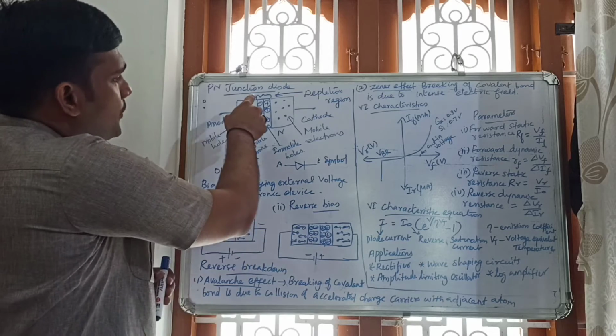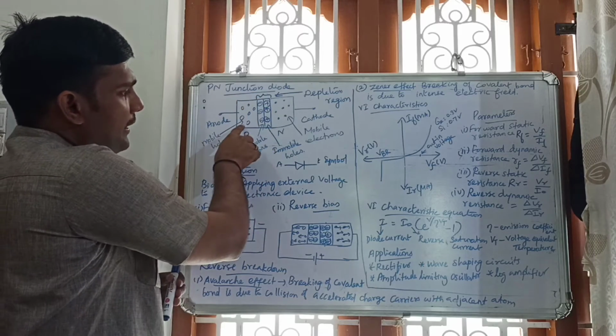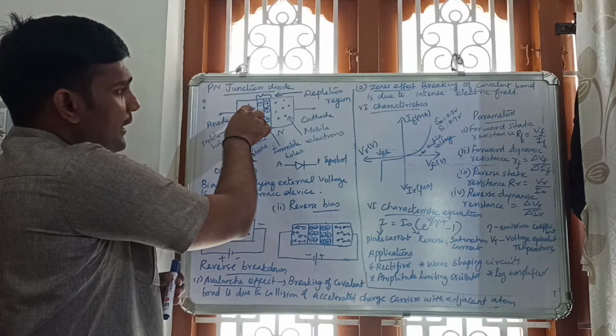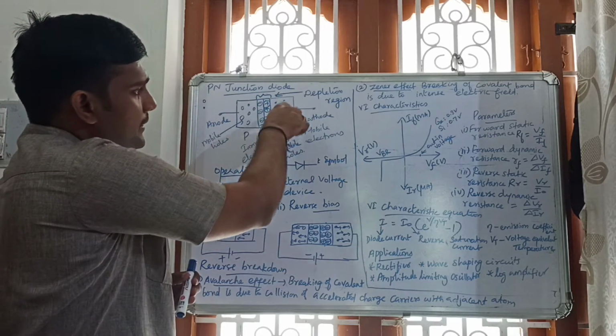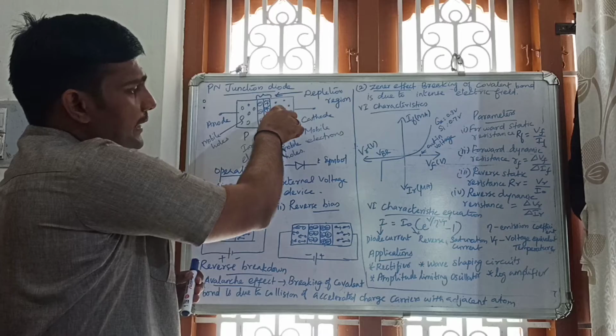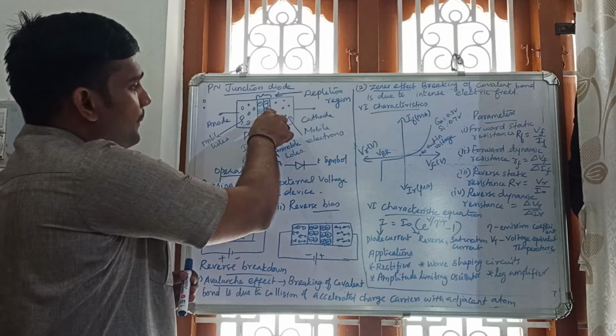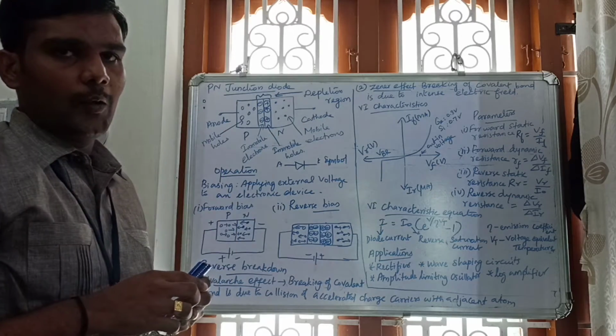And this is the P-type semiconductor. Here the majority carriers are holes. They are represented as a circle. And this is the N-type semiconductor. Here the majority carriers are electrons. They are represented as a dot.